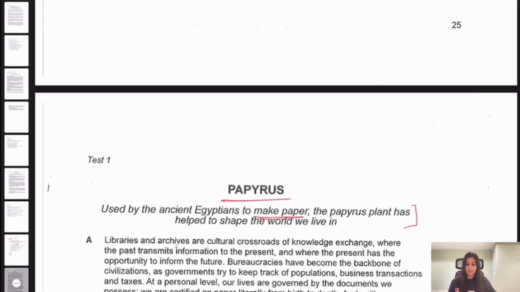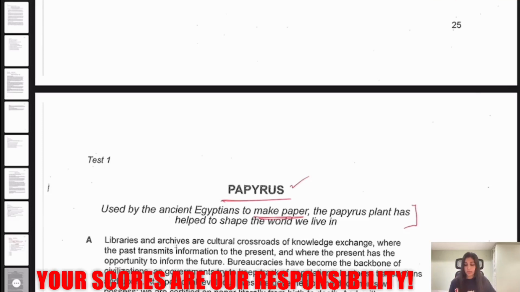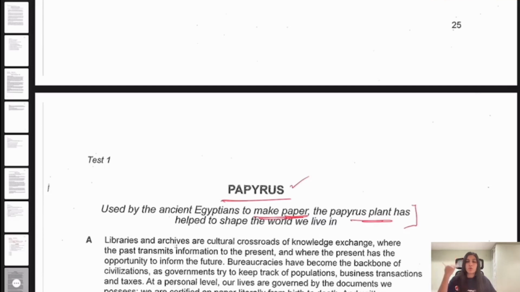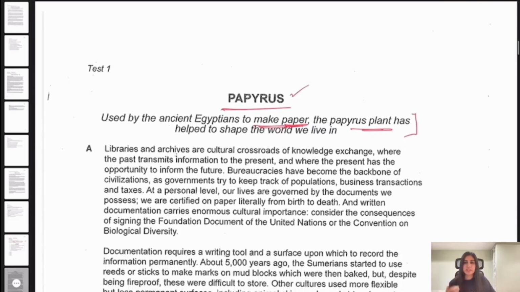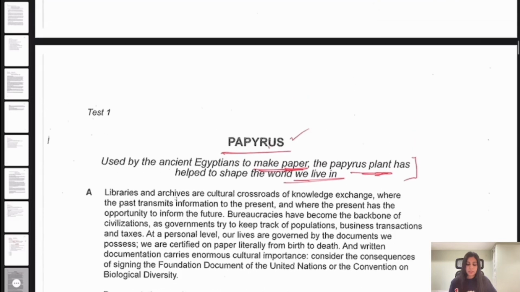Obviously I haven't heard of this word before. I don't know what it means, but the next line tells you that it was probably a material used by the ancient Egyptians to make paper, the papyrus plant. So now it's very clear. Do not freak out if you come across a new word. If you read the subsequent sentences, there will be some explanation about it. The papyrus plant has helped to shape the world we live in. So it's a plant that was used by ancient Egyptians to make paper.